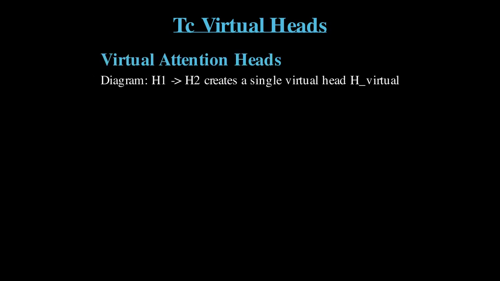This idea of composition leads to a powerful abstraction, virtual attention heads. A composition path from an upstream head H1 to a downstream head H2 behaves like a new, effective attention head. It doesn't exist in the parameters, but it's a real computational path. Let's consider the math. The full QK circuit for this composed path involves matrices from both heads.